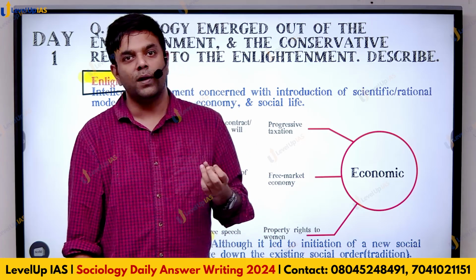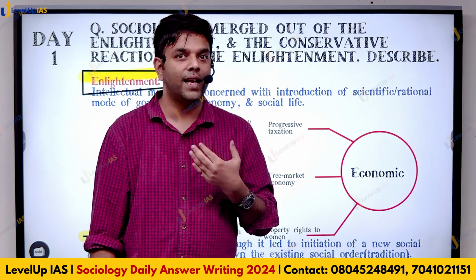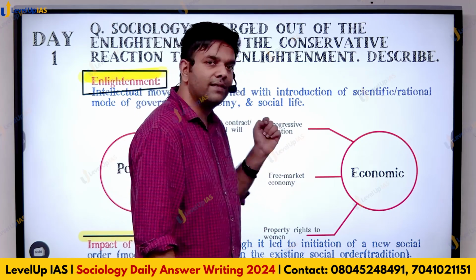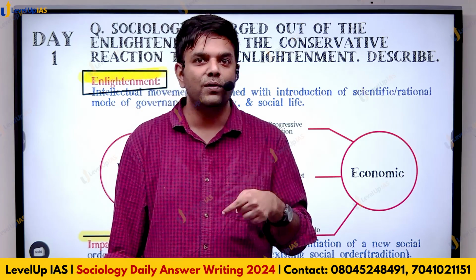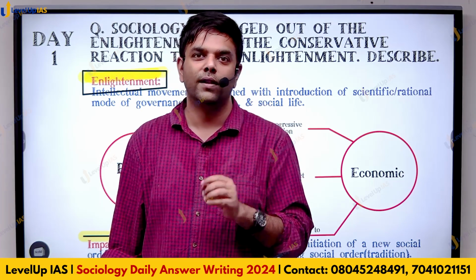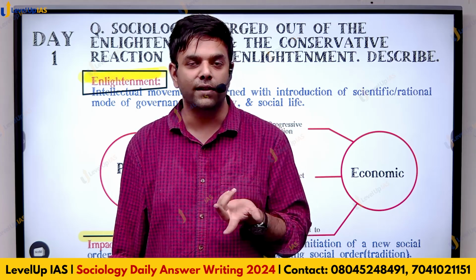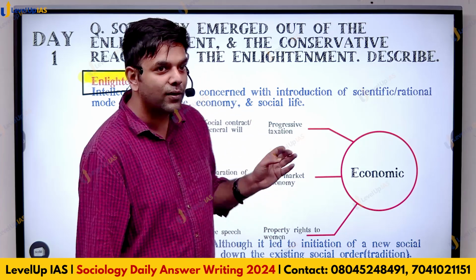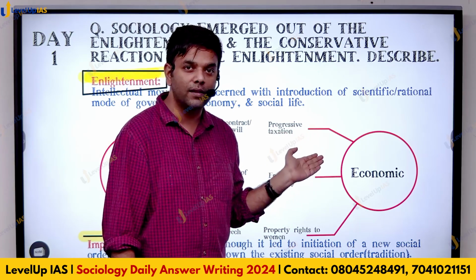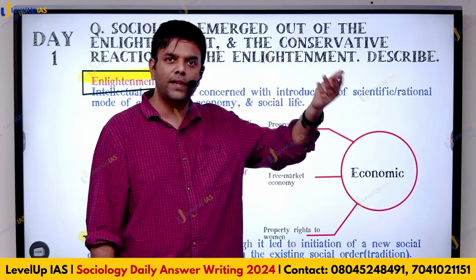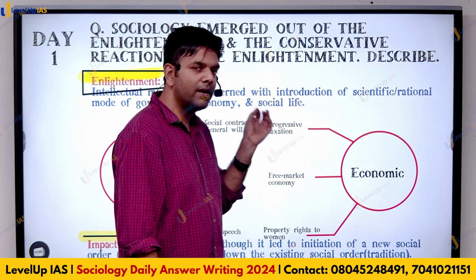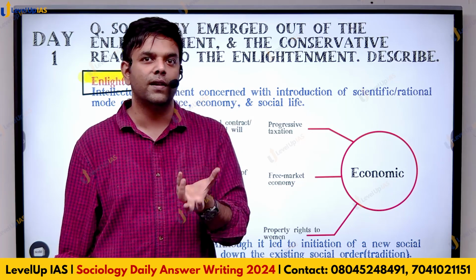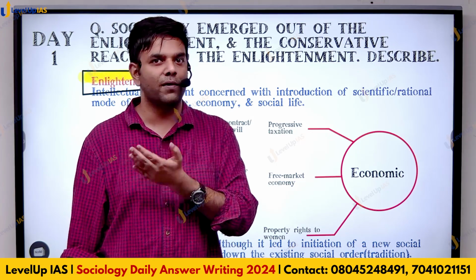Adam Smith is one person who is very popular as an enlightenment intellectual. He suggested progressive taxation. That means the person who is rich should be taxed more. This was something that we today take for granted, but at that point of time it was not there. That means this concept of progressive taxation is actually a rational way of taxing people, unlike the earlier way where third estate was taxed heavily, first and second were not taxed.